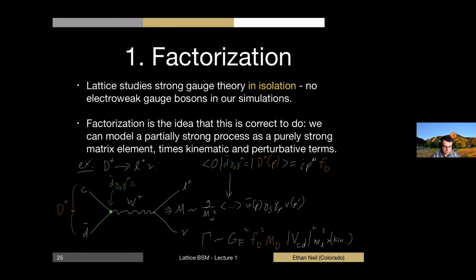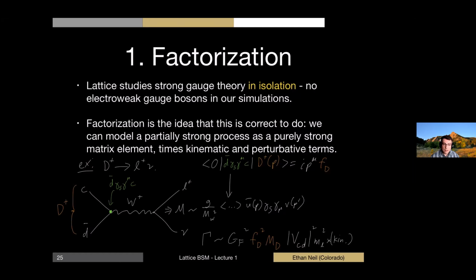Okay. So the first thing I want to talk about is factorization. When we study theory on the lattice, we study, of course, the strong gauge theory in isolation, right? When we do lattice QCD, we study heavy flavor decay, something like that. There's no electroweak gauge bosons in the simulations. And this is very obvious to us, but it's not something that every phenomenologist necessarily knows if they're not familiar with lattice.